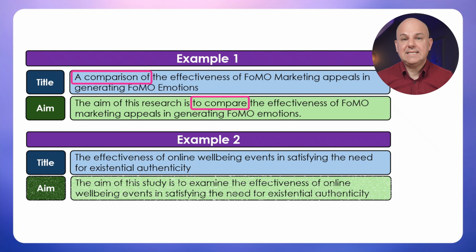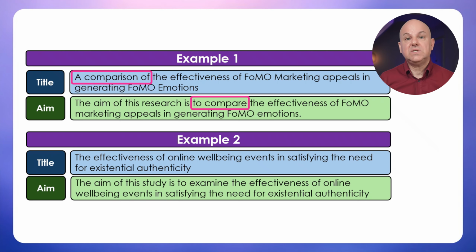And in this second example, the student didn't even use a verb at the beginning of the title statement. It simply starts with the effectiveness, rather than something like an analysis of the effectiveness or an examination of the effectiveness. Because the aim is in narrative form, the student then has to add the verb, in this instance, to examine. In these cases, the aim is the title and the title is the aim, which is what it should be.